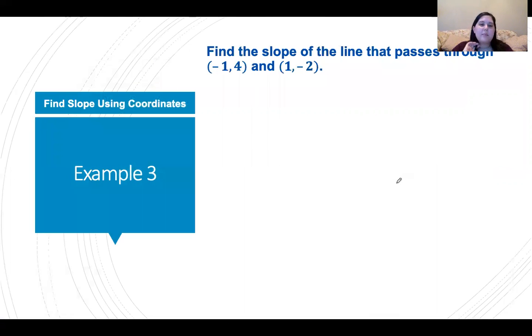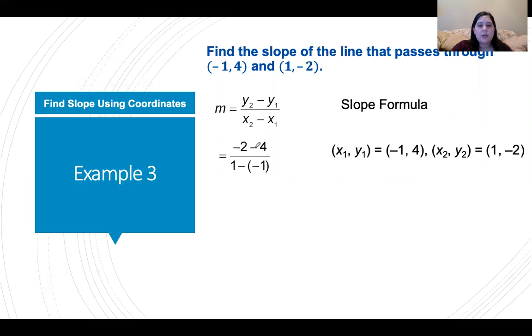All right, taking a look at example 3, we're going to go ahead and find the slope of a line that passes between (-1, 4) and (1, -2). So we're going to use our slope formula of y2 minus y1 over x2 minus x1. So this is one coordinate point, this is the other coordinate point. They do have to match up. So we're going to do -2 minus 4 and 1 minus -1 to get -6 over 2, which is -3. So my slope between those two coordinate points would be -3.